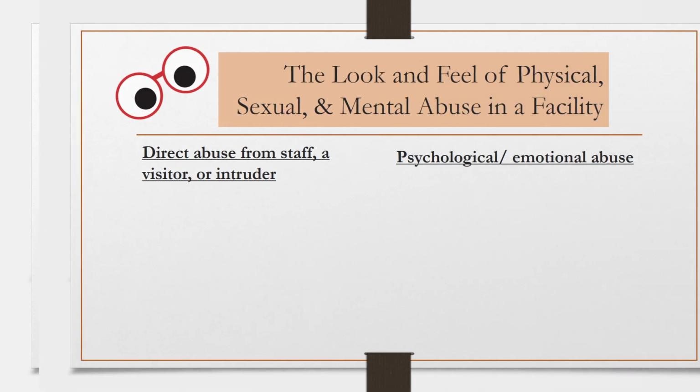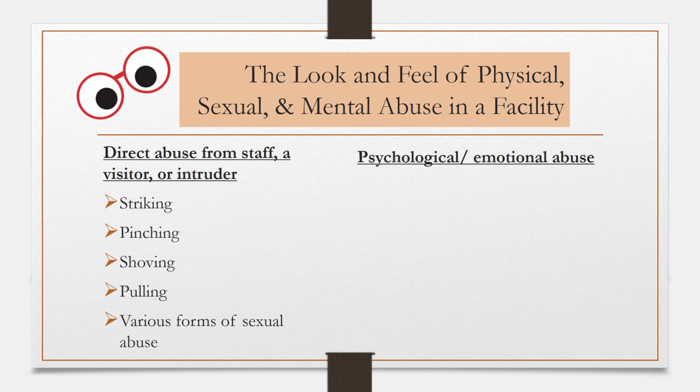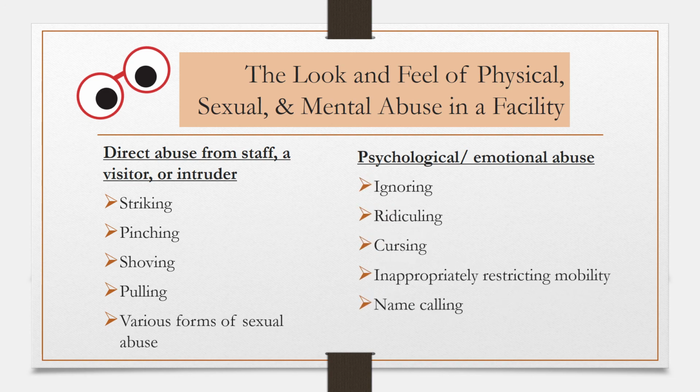The look and feel of physical, sexual, and mental abuse in a healthcare facility may present as direct abuse from staff or sometimes an intruder or visitor from outside. It may include striking, pinching, shoving, pulling, and various forms of sexual abuse. It may also present as psychological or emotional abuse, such as ignoring, ridiculing, cursing, inappropriately restricting mobility, and name-calling.